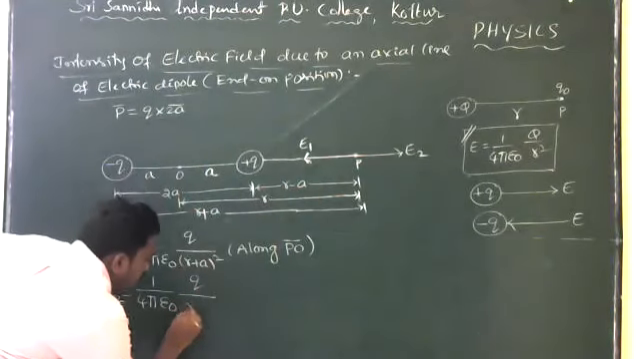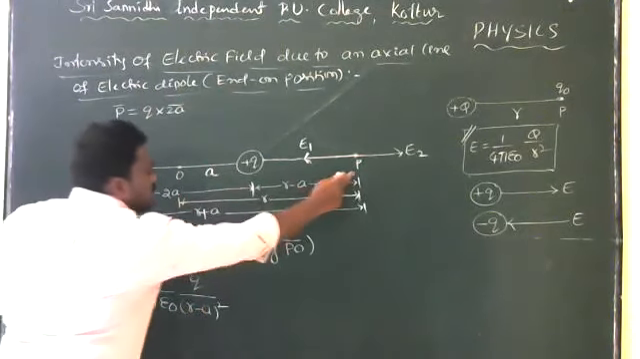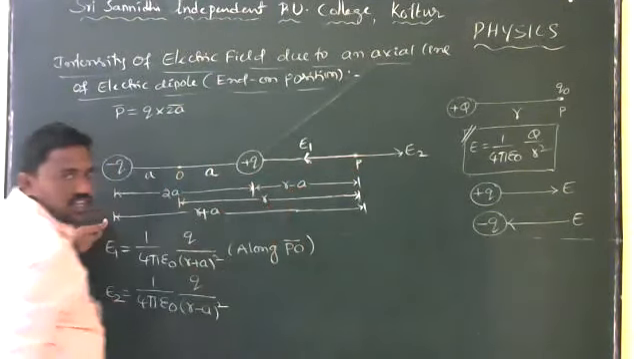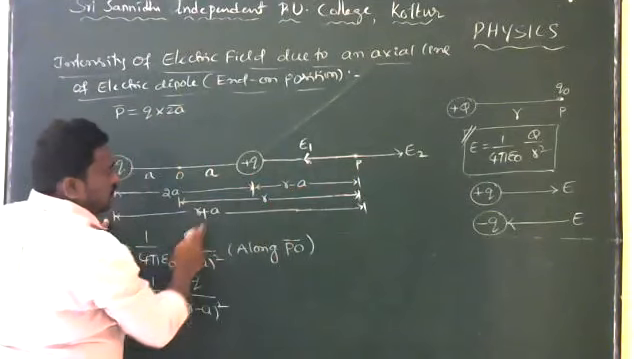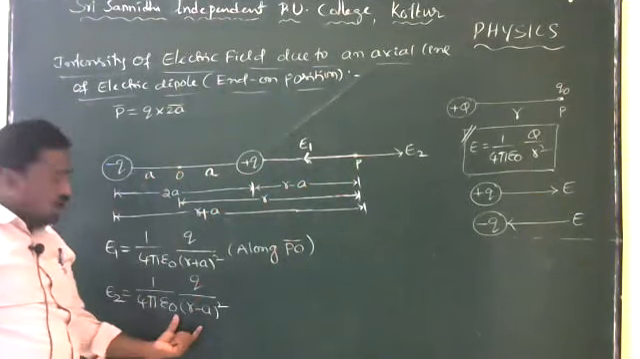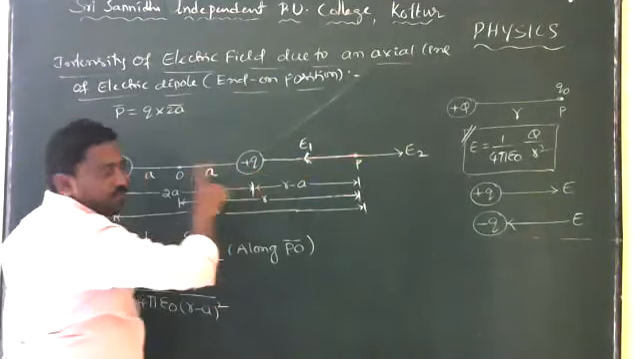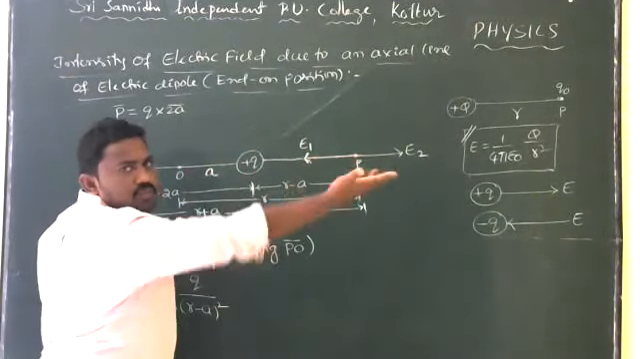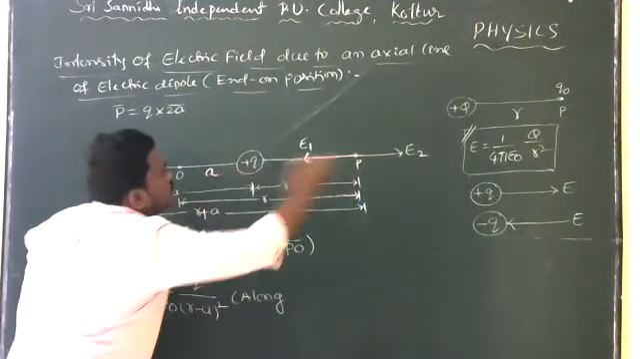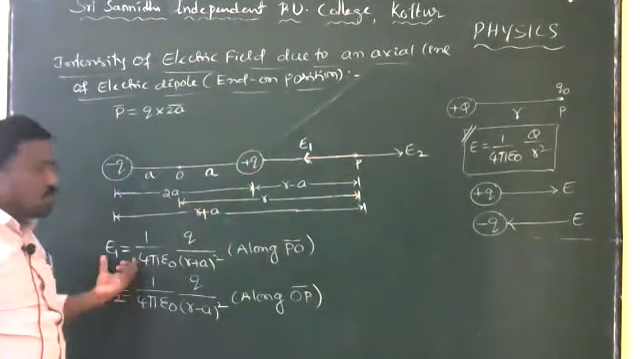Now we take R minus A whole square. The distance from minus Q to P is R plus A, and the distance from plus Q to P is R minus A. So E2 is 1 by 4 pi epsilon naught Q by R minus A whole square. In what direction does it act? For a positive charge, the field is away from the charge, so along OP. So here we have the E1 and E2 values.